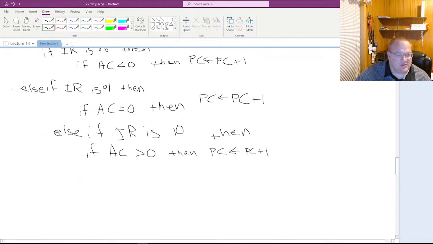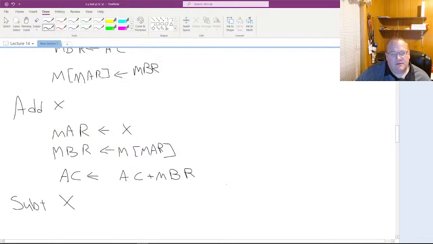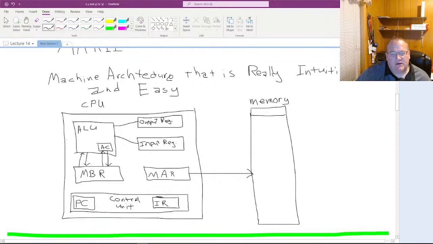And then the very last one is jump X. And this simply says the program counter gets X. Because this actually alludes to something we haven't talked about yet, and that is that all of our instructions are actually loaded here in memory, usually starting at the top and working our way down. So we start here and work our way down until we reach that halt state, and then we're going to be done.